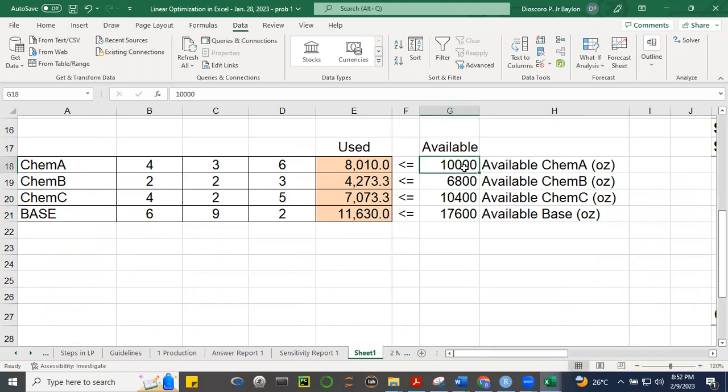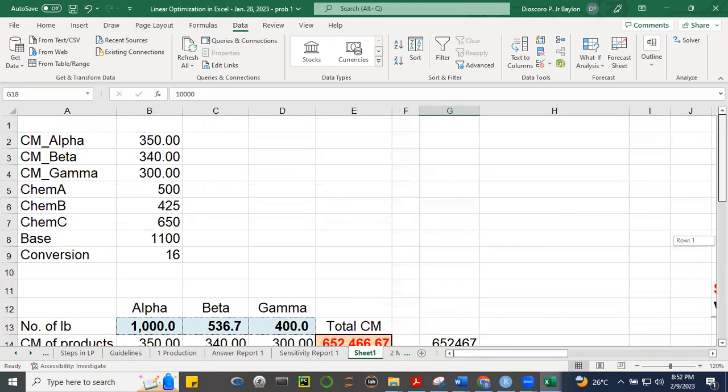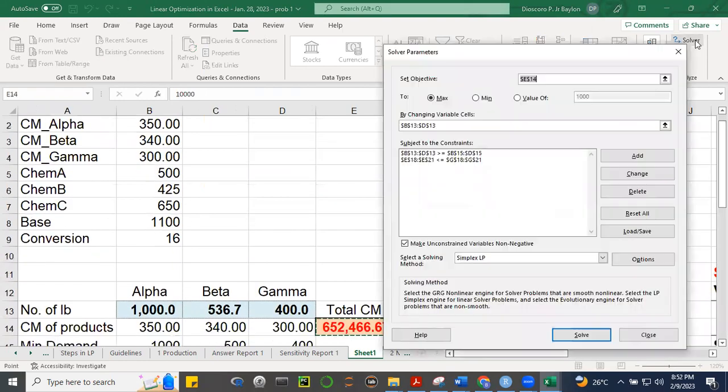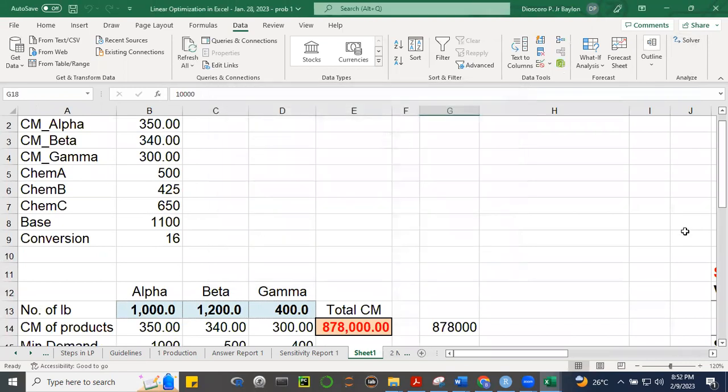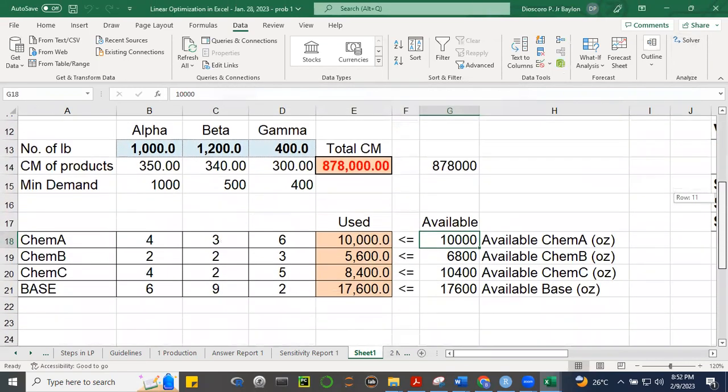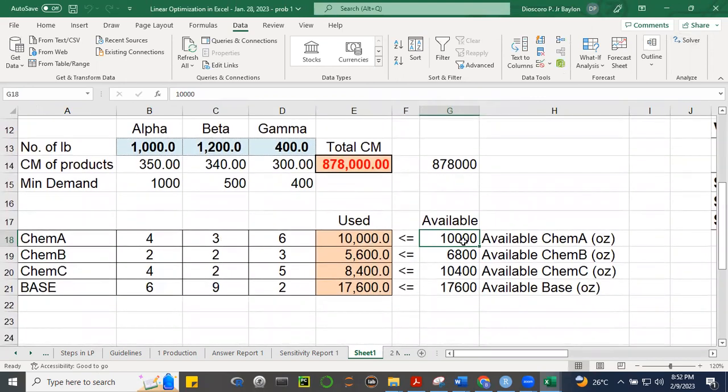Okay, sinasabi ni Erwin, no? 10,000, okay, mag-solver ulit tayo. Data, solver, solve. Okay. Let's see. 10,000 na to, no? Tapos, what happened? Binding si chemical A. Base also became binding. Naubos na kasi si base, no? Okay? Diba? Binding pa rin si alpha, binding pa rin si gamma.